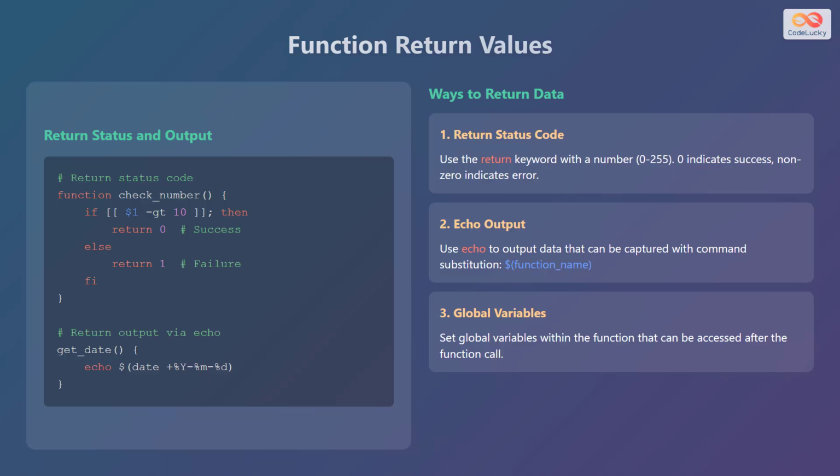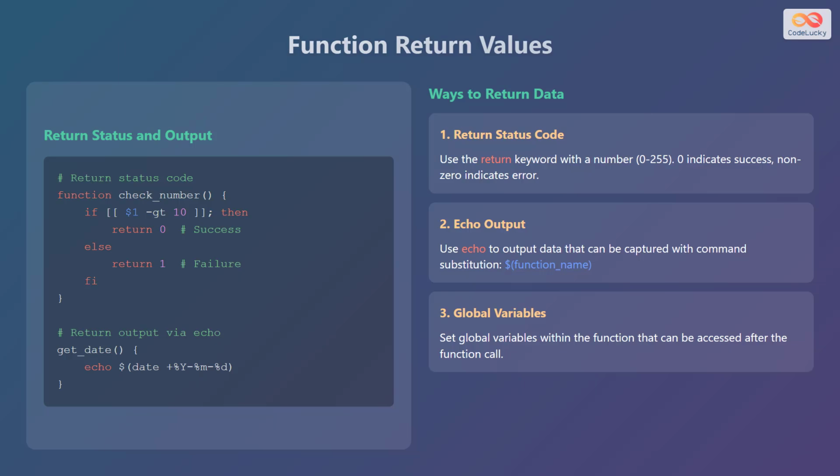Now let's explore different ways to return data. The first way is using a return status code. You can use the return keyword followed by a number between 0 and 255. By convention, 0 indicates success, and any other value indicates an error or failure.